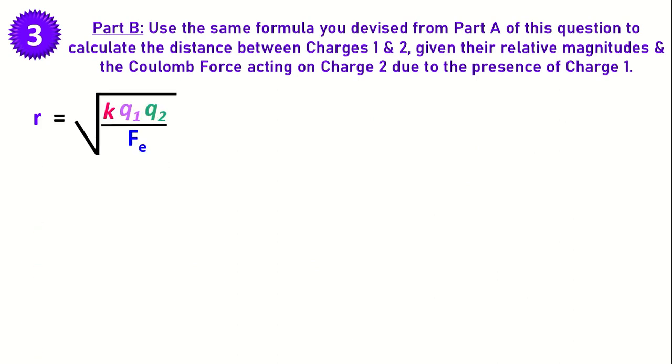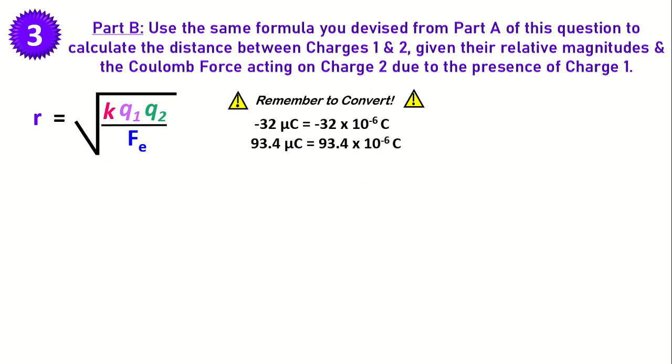Alright, so here's the formula we devised from part A of this problem. So let's remember to convert. We need to make sure we do that. Otherwise, we won't be following the rules of Coulomb's law. Remember, it's only conducive to the unit of coulombs. So negative 32 microcoulombs is equal to negative 32 times 10 to the minus 6 coulombs, and 93.4 microcoulombs is equal to 93.4 times 10 to the minus 6 coulombs.